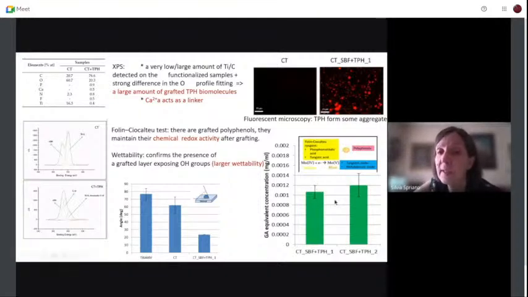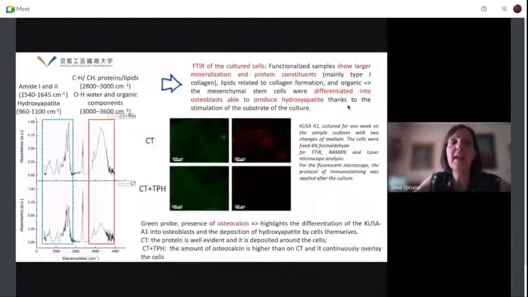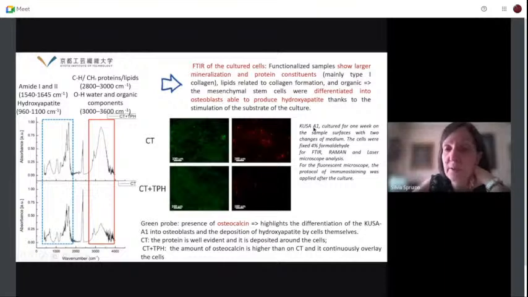And so the polyphenols grafted on the surface are able to have a chemical reduction action that is usually connected to an anti-inflammatory action. So this is very interesting. And these polyphenols are fluorescent, so you can see by microscopy the presence of the polyphenols on the surface as aggregates. And with a collaboration with the Kyoto Institute of Technology, we explored the biological response of this functionalized surface with respect to CUSA cells.